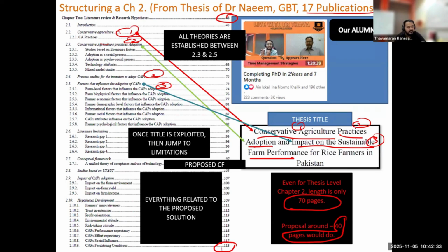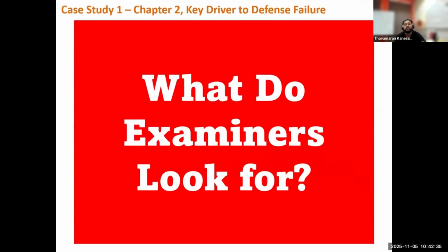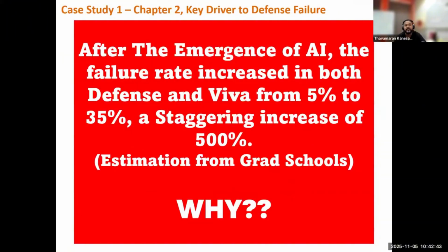Okay, now let's get to the topic of the day. What do examiners look for? So now you understand chapter 2 very clearly from the positive part of it. Now let's look at what you shouldn't do, right? After the emergence of AI, the failure rate increased in both defense and Viva from 5% to around 35%. Max is 35% at UPM. The rest of the universities got around 25, 28, 30.